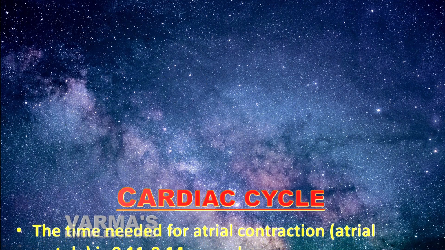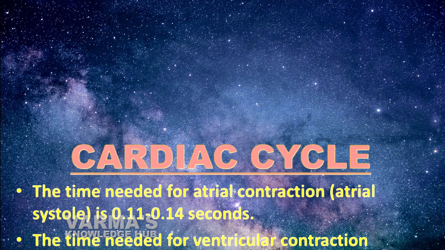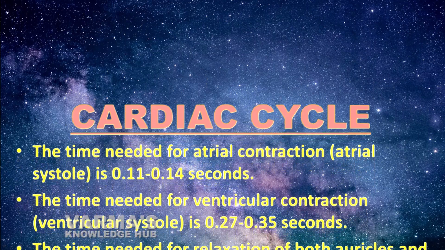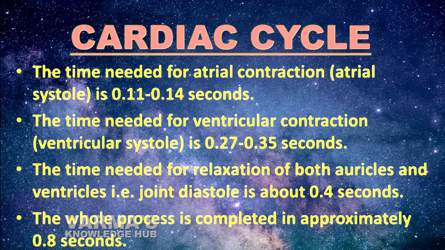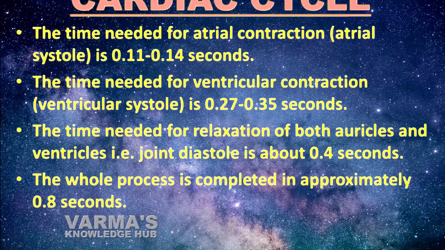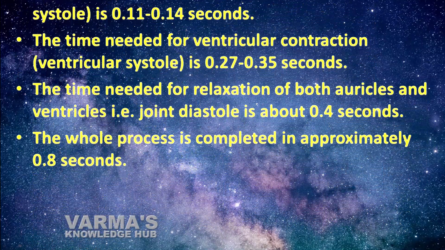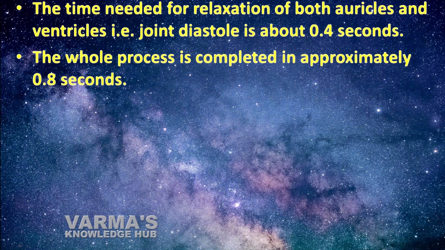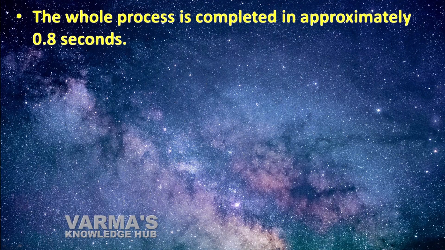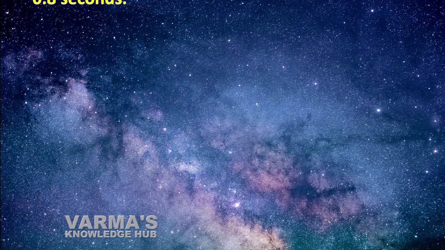The time needed for atrial contraction, or atrial systole, is 0.11 to 0.14 seconds. The time needed for ventricular contraction, or ventricular systole, is 0.27 to 0.35 seconds. The time needed for the relaxation of both auricles and ventricles, that is joint diastole, is about 0.4 seconds. The whole process is completed in approximately 0.8 seconds.